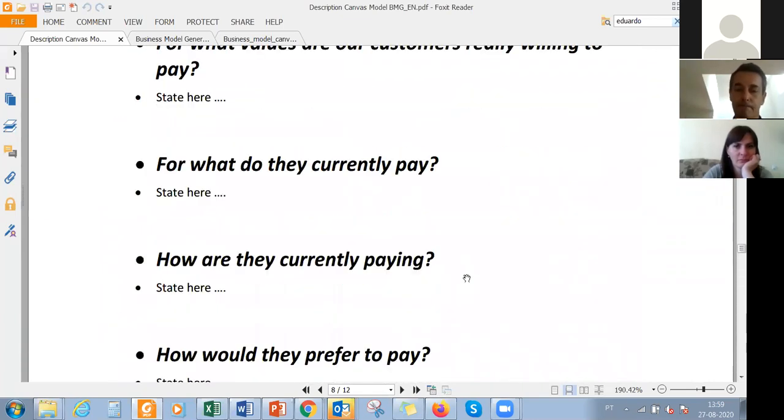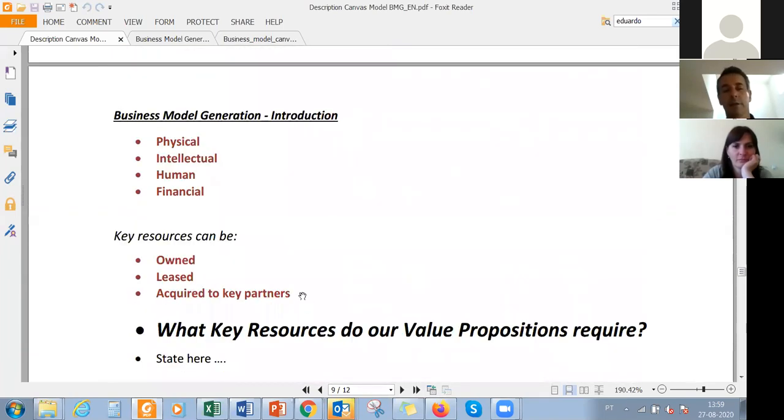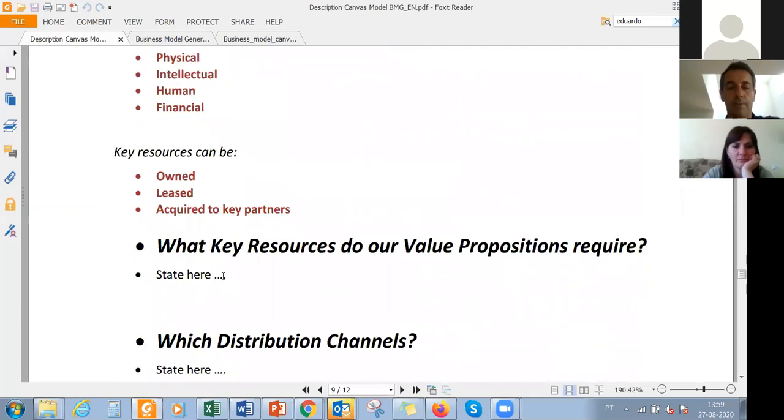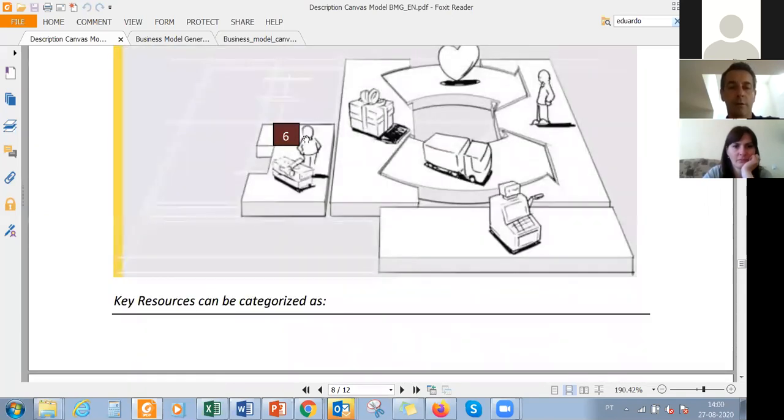From the left side, which is probably easier for us, we have to identify what the key resources and the key activities are. Resources could be physical resources, intellectual resources, human resources, financial resources. So what are the resources we need? We need a kitchen. We need a delivery method. We need a certain type of staff.